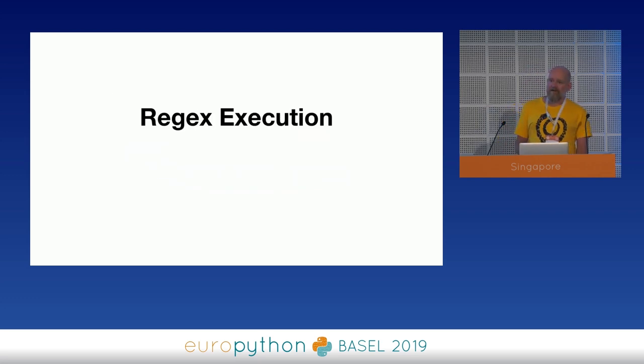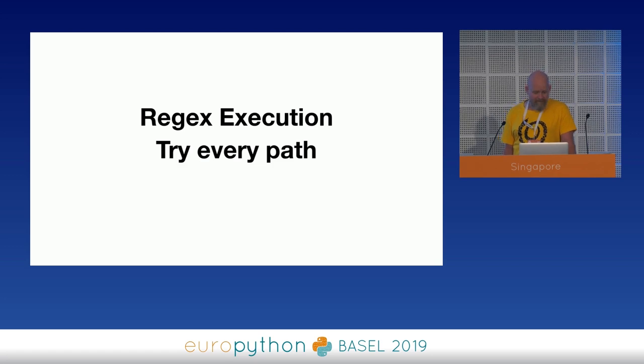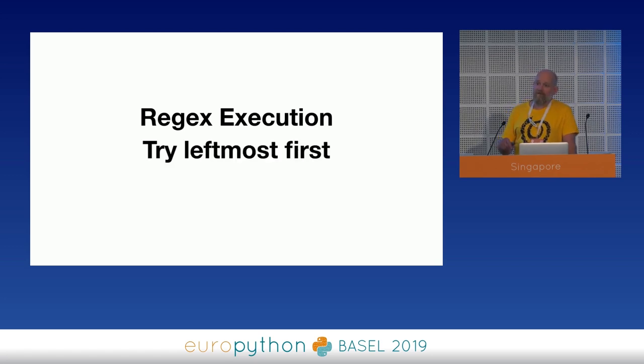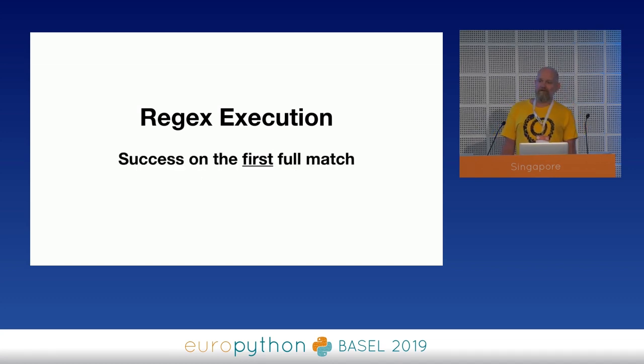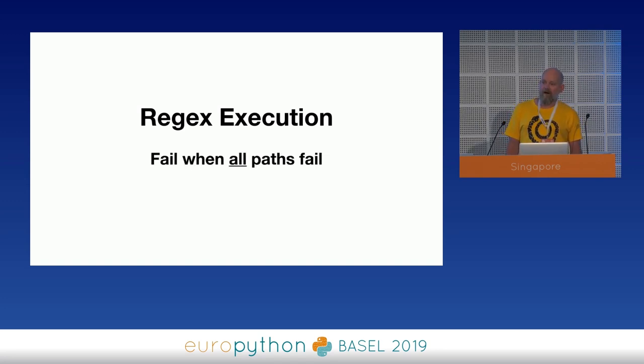So what the execution model does is it tries every path. It tries the leftmost path in your regex first, or when you look at the graph, the upper path in the graph is tried first. And it returns success on the first full match. It fails when all paths fail. And it will try all paths before moving along.